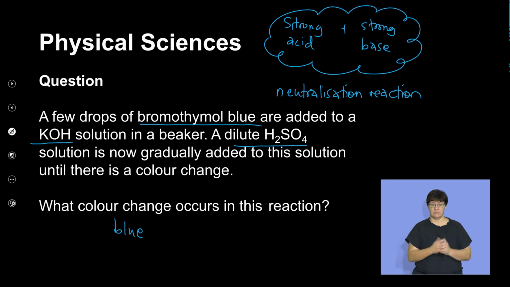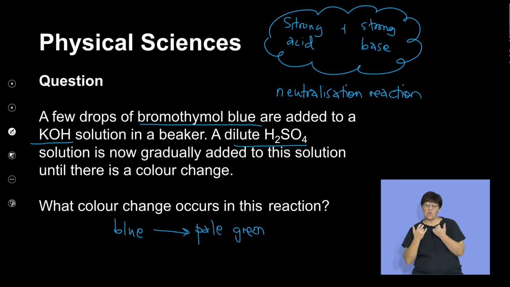Okay. So when the resulting solution becomes neutral, there is a color change of the indicator. The color change will be from blue to pale green, right? If the solution is neutral, the color of bromothymol blue is pale green. Why are we saying the color change is from one color to the other? The question says, what color change?